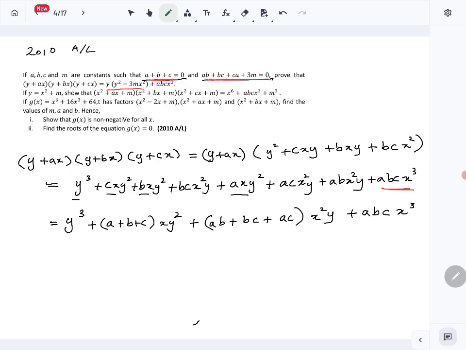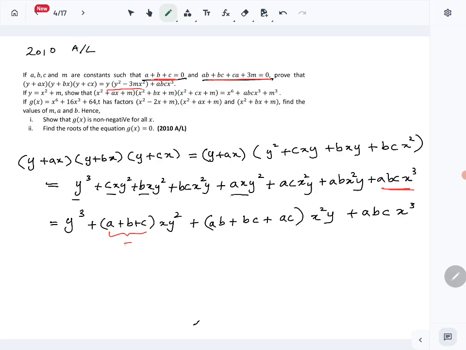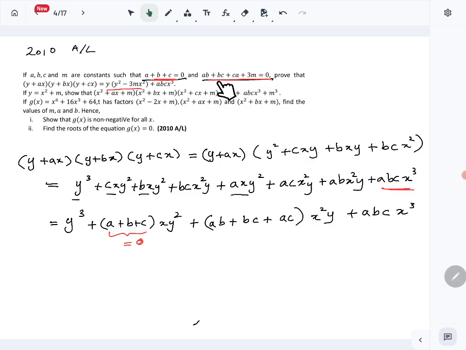Okay, now we use these two expressions. What is A plus B plus C? That is equal to 0. So this is equal to 0. Then from the second given expression, what is AB plus BC plus CA? That is going to be equal to minus 3M, from the second expression given to you. Right, now using that we will simplify this.